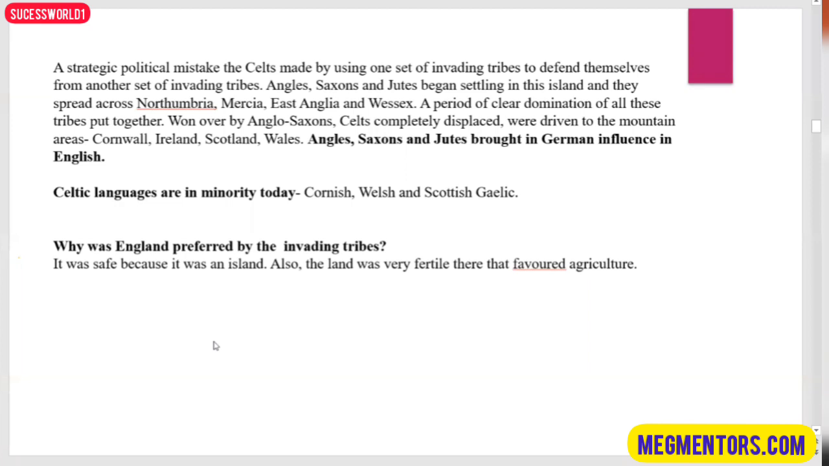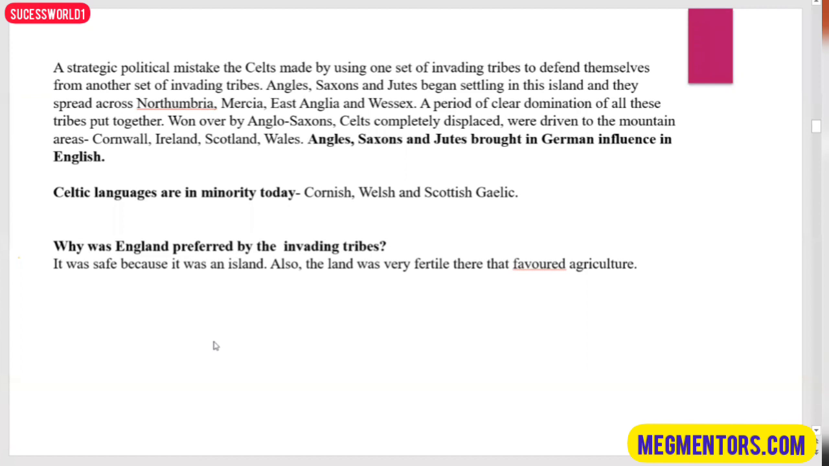One question that came to my mind when I was reading all this: why was England preferred so much by the invading tribes? The reason is that it was safe, because it was an island, cut off from all other nations. It was very much protected compared to the other nations in Europe, which had neighboring boundaries with other nations, where tribes would often conveniently come, invade the country, and take over. So the British Isles was a very safe area, and all the invading tribes preferred going there, because building a civilization there was a good idea from a safety point of view.